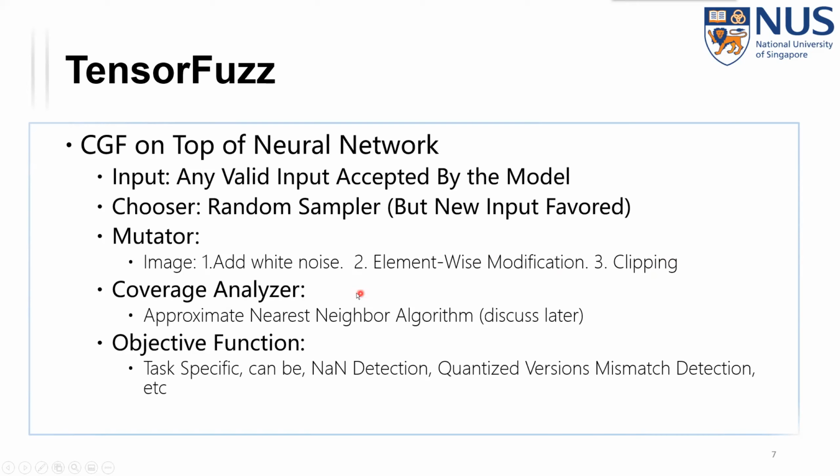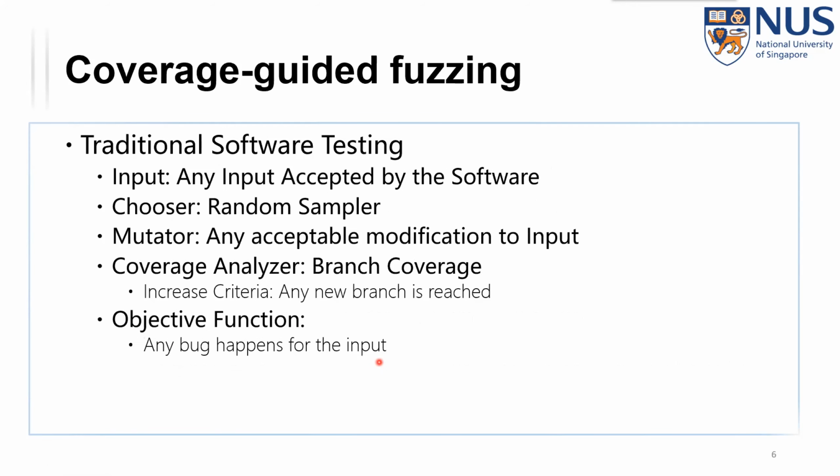And the objective function is task specific. Some reasonable task objective functions are not-a-number detection. So if in the calculation any not-a-number is found, it means the objective is achieved and we found a valid input that will raise errors. So here I have a problem. Can you go back two slides?